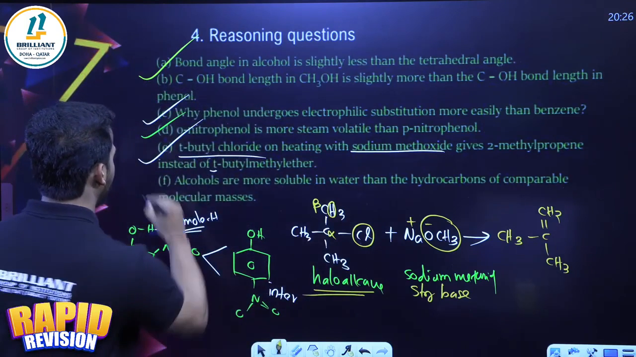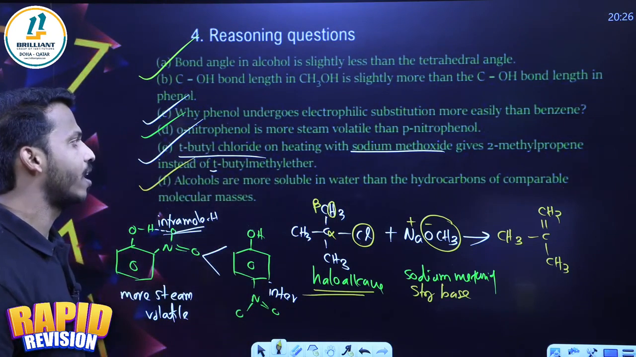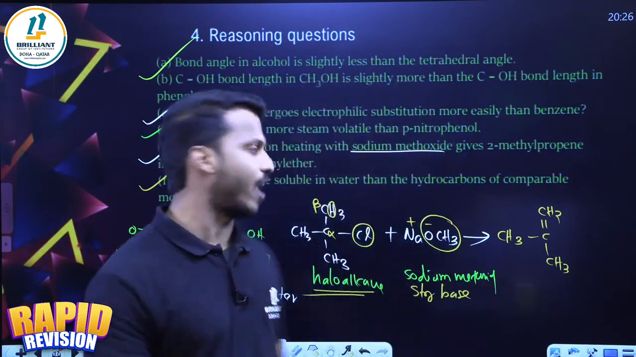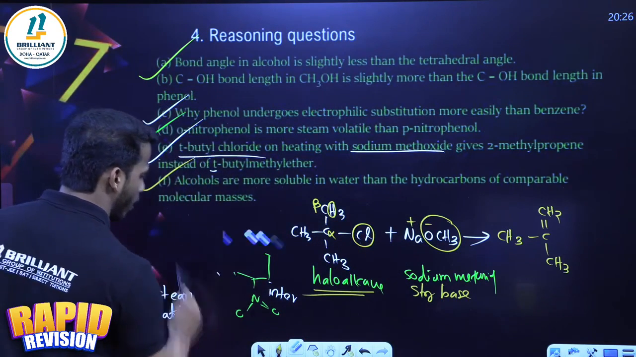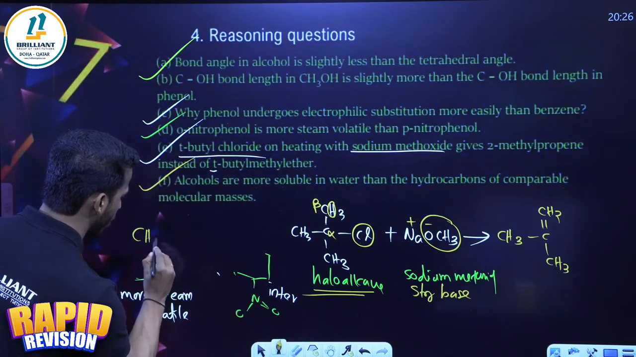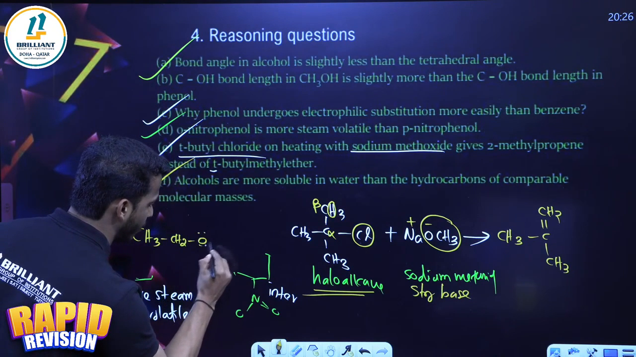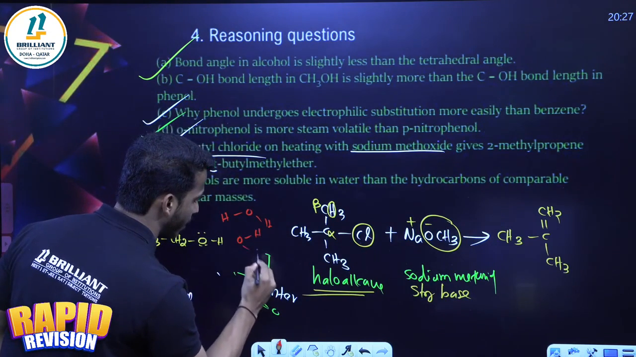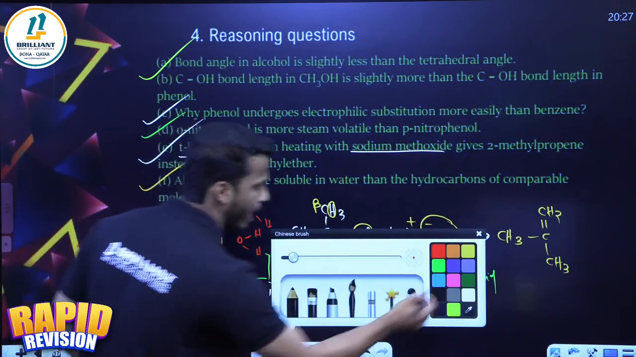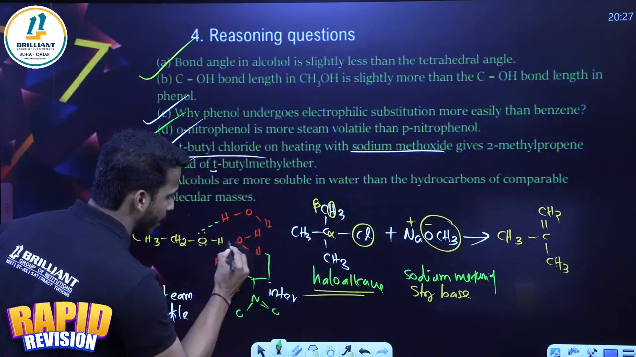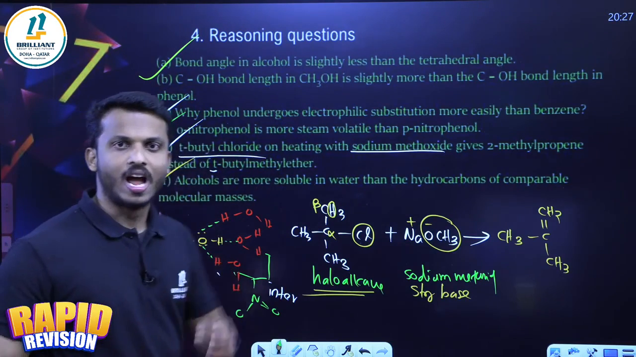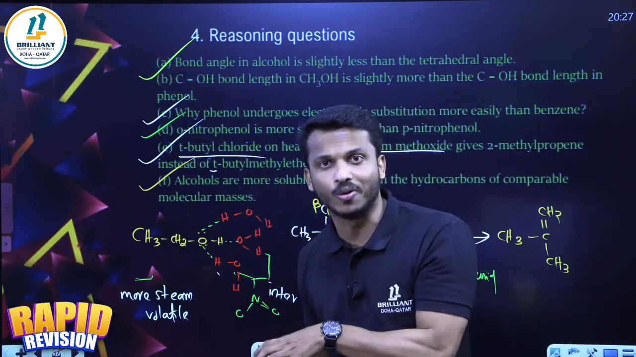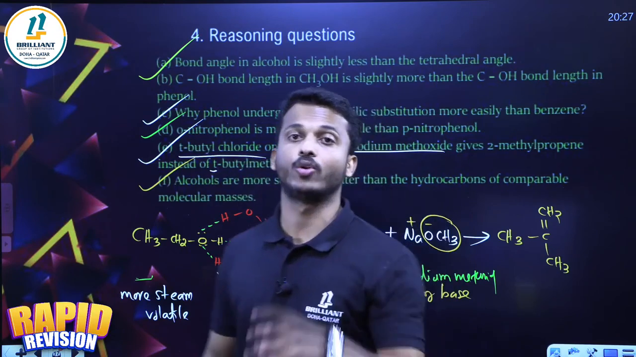Very good. And last one: alcohols are more soluble in water than hydrocarbons. You know very well, alcohols have a higher ability to form hydrogen bonds with water. Therefore, alcohols are more soluble. How are you going to explain this, dear all? Take an example, ethanol, CH3CH2OH. Let me consider some water molecules, HOH, HOH, and HOH. You can see the oxygen and hydrogens. Alcohols have a higher ability to form hydrogen bonds with water. Therefore, alcohols are highly soluble in water compared to hydrocarbons.